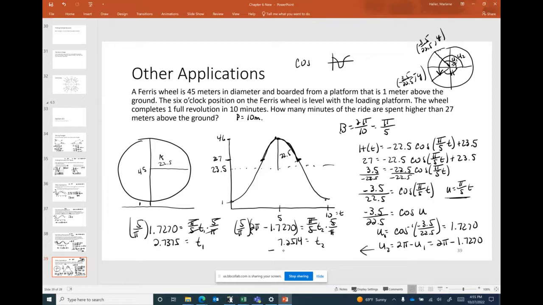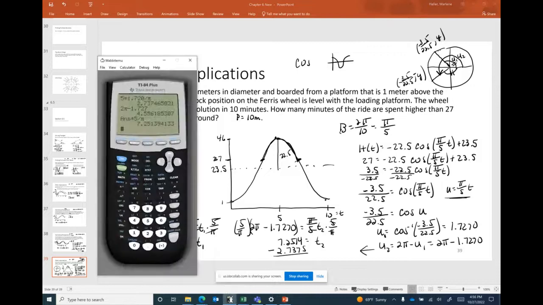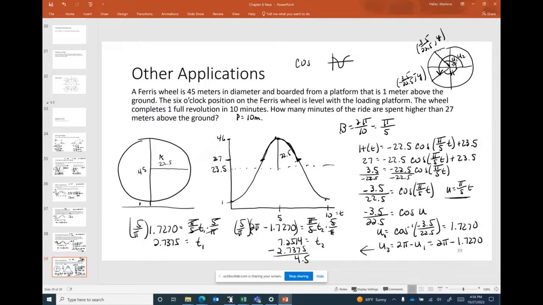All right, so how long are they in the air? We'll just subtract them. 7.2514 minus 2.7375. What is that? It is about 4.5 minutes. Okay. So there we have it. The riders of this Ferris wheel were above 27 feet for about 4.5 minutes. Okay, that ends the lecture. The last section in 6 here, applications of trigonometric functions.